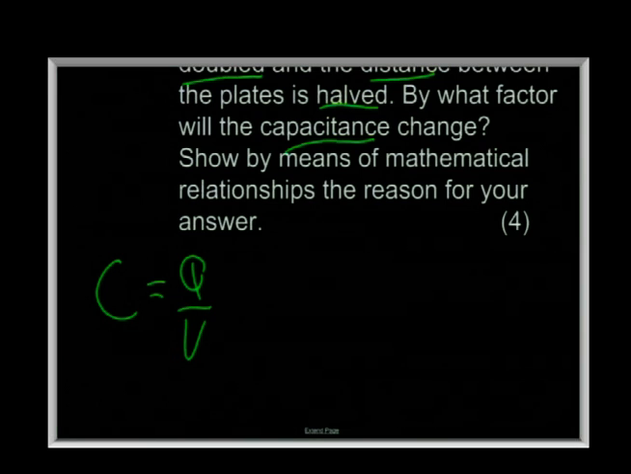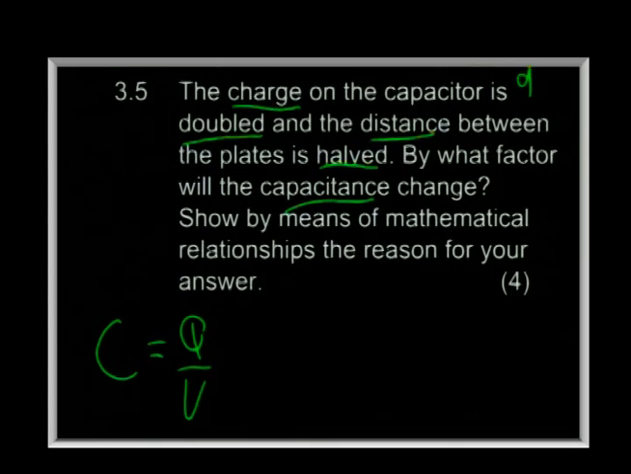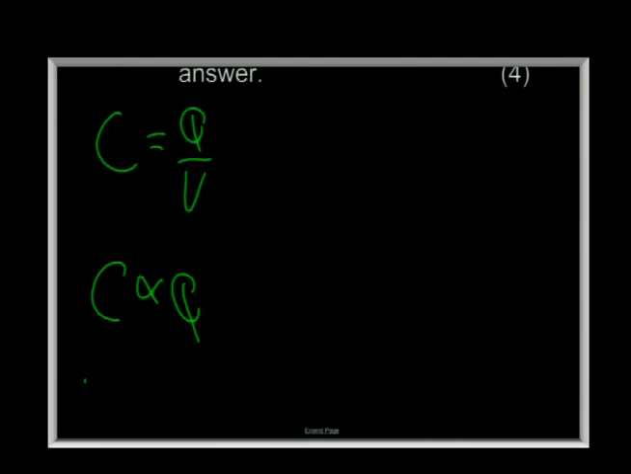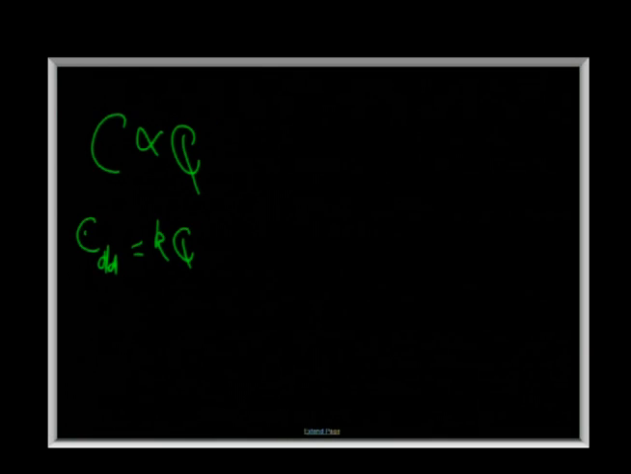What are the relationships? Well, we know that C is equal to Q over V. And if the potential difference is constant, then that means that we can say that C is directly proportional to Q. What's the change you're suggesting? The charge on the capacitor is doubled. So this is how I like to do it. I like to say C old, the capacitor old, is equal to, let's just say, a constant times Q. And we just don't worry about the constant at the moment.